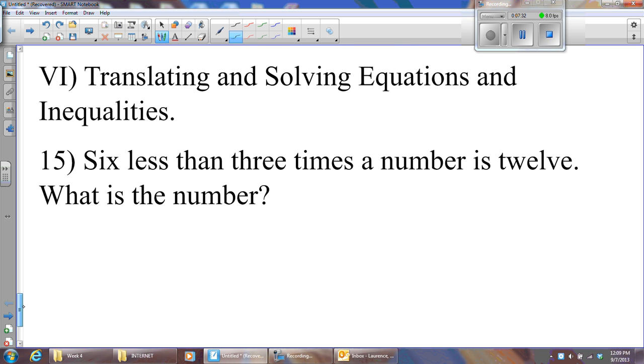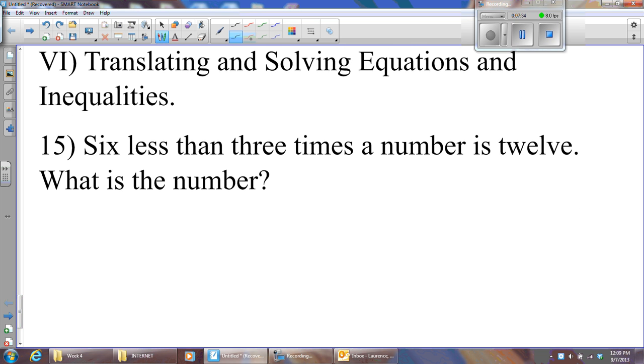We're going to translate and solve, and we have 6 less. That means minus 6. 3 times what? 3 times a number. We don't know the number. Is 12. I got my equation. I start with the variable. I need 3 times that number. I need 6 less than it equals 12.